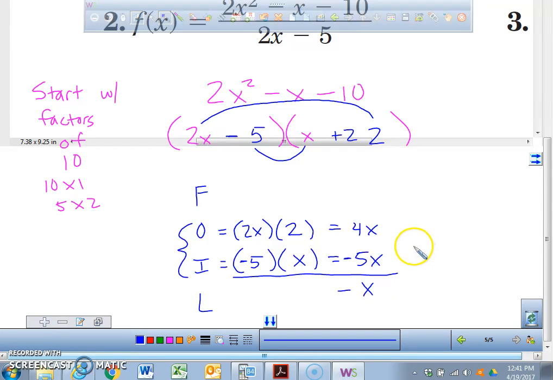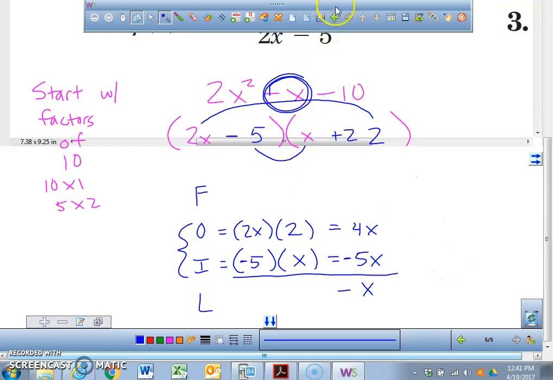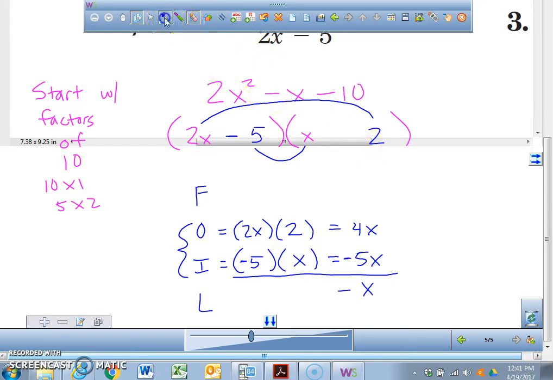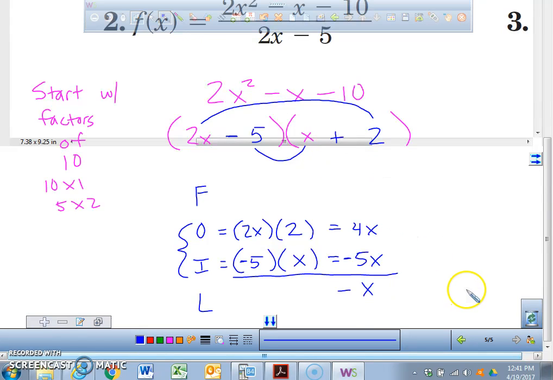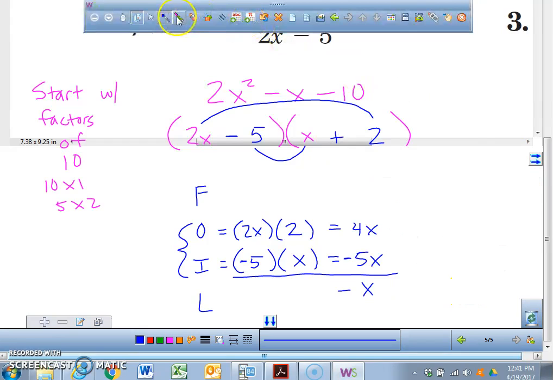So do you see how I'm setting it up? I'm working with the sum of the products of the outside and the inside, trying to get me this negative x right there in the middle. So let's think about this. I've got a 2x minus 5 times an x plus 2. So right now, what I'd like you guys to do is we're going to rewrite this answer.